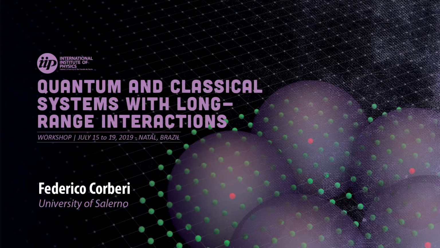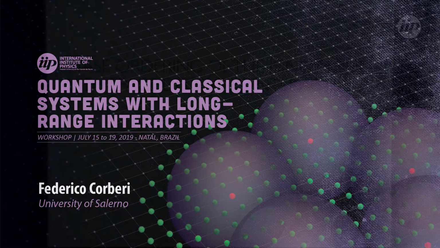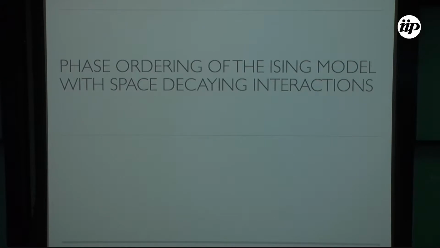So the topic of my talk will be what you read here. It's phase ordering in the Ising model with space decaying interactions. So within this space decay interaction, there are also long-range interactions. So this is in the topic of the conference. And this is on the classical side. I will only refer to classical systems.